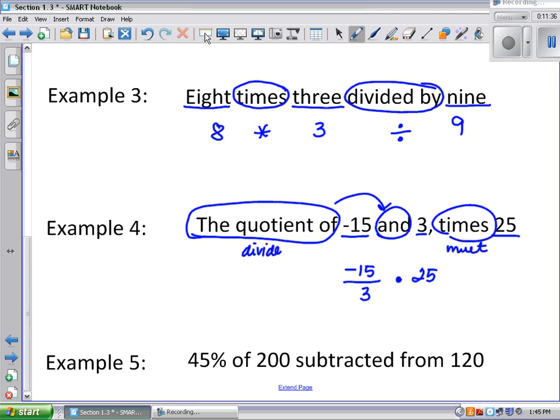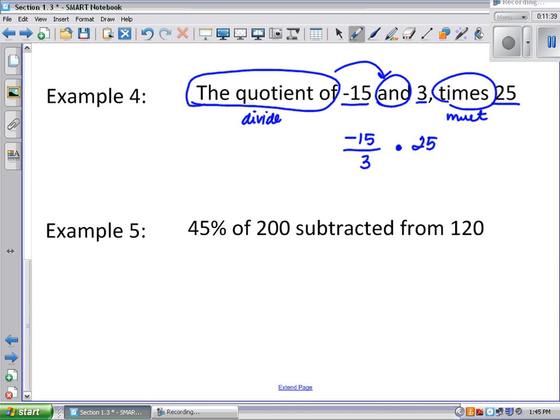And our last example, 45% of 200 subtracted from 120. Well, my numbers, I have 45, 200, and 120. Percent of and subtracted from all tell me where I'm going to put my operators. 45%. Remember, the percent means that we're going to divide by 100.